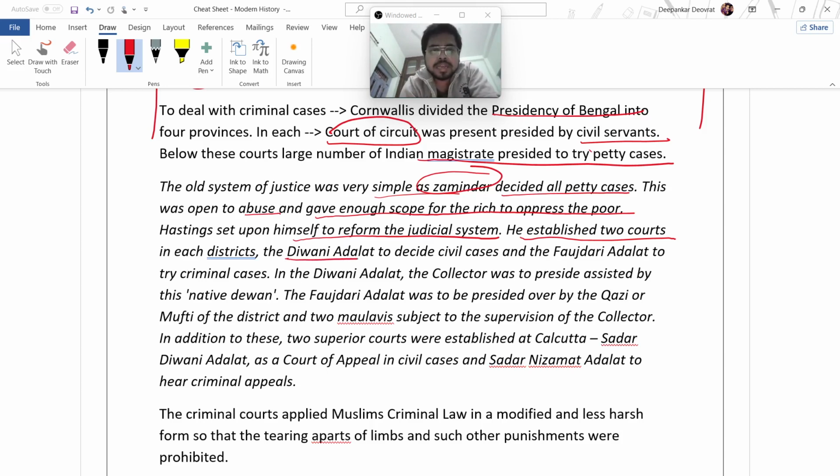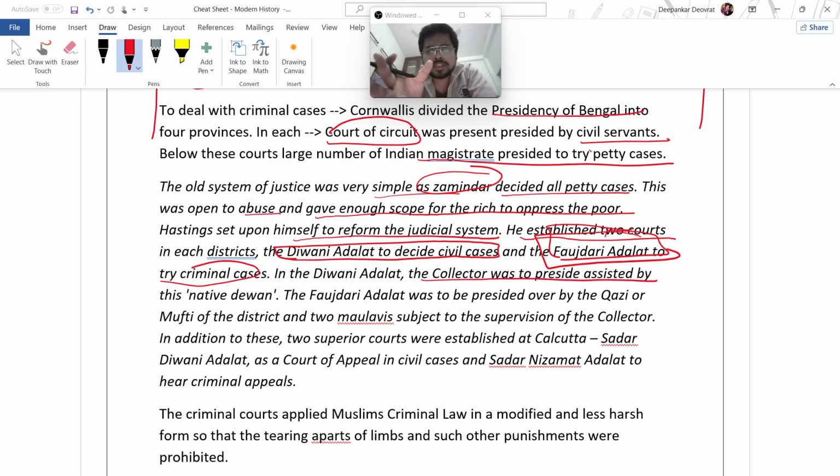So the Diwani Adalat decides the civil cases. Which court for the civil cases? Diwani Adalat. And for criminal cases, Faujdari Adalat. Okay, two courts: Diwani Adalat for civil cases, Faujdari Adalat for criminal cases. In the Diwani Adalat, the collector presided, assisted by the native Diwan.